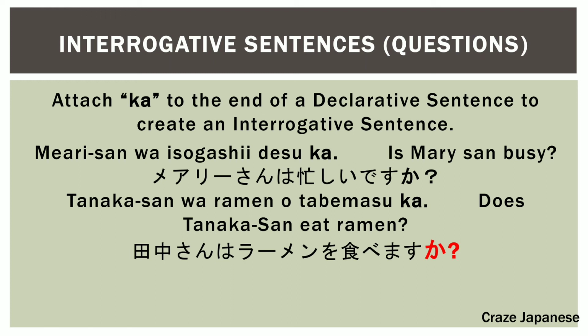This ka means "is that." Okay, so the next sentence is Tanaka-san wa ramen o tabemasu ka, which means "Does Tanaka-san eat ramen?" It's as simple as that. Just remember to add ka to the sentence.